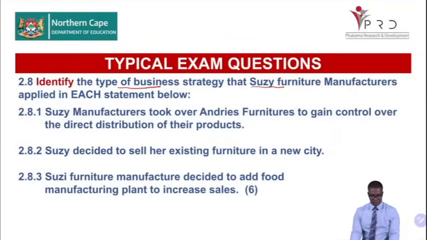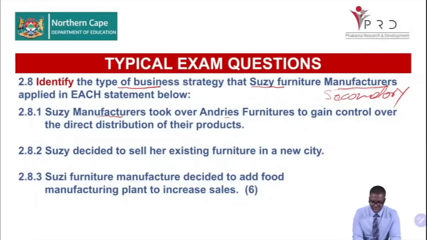Welcome back. Now let us look into how to go about identifying the types of strategies applicable to Suzy Furniture Manufacturer. Firstly, very important in helping you answer questions is to establish in which sector is a business. This business is in the secondary sector. That's where we start. Then 2.8.1 says Suzy Manufacturer took over Andries Furnitures to gain control over the direct distribution of their products. Suzy decided to sell her existing furniture in a new city.